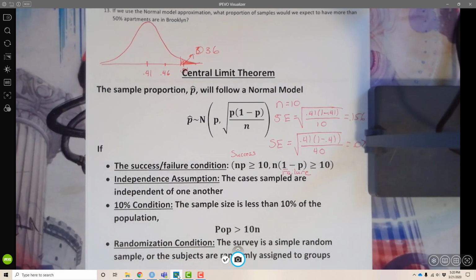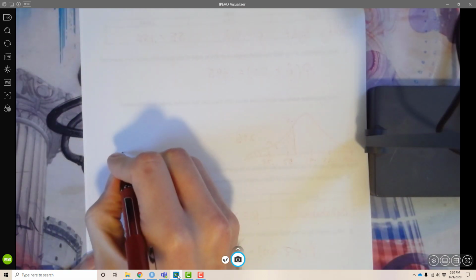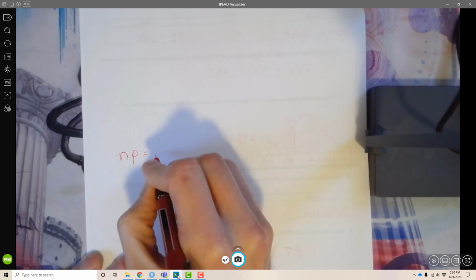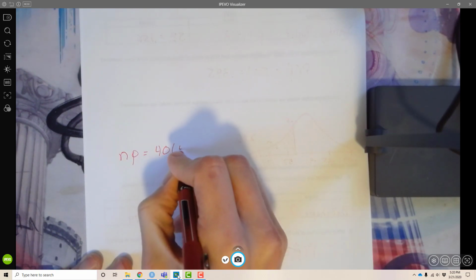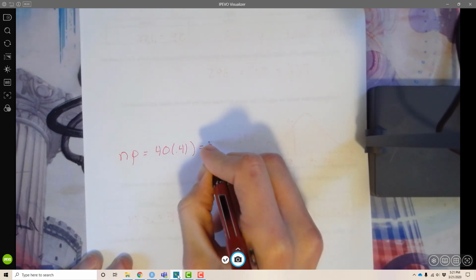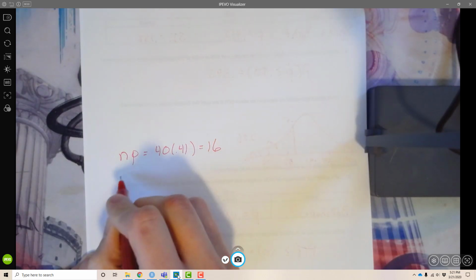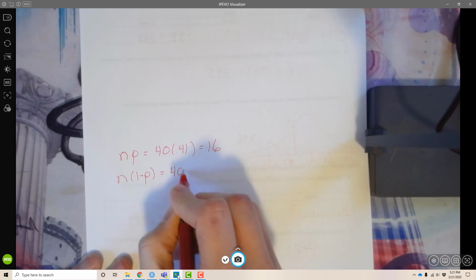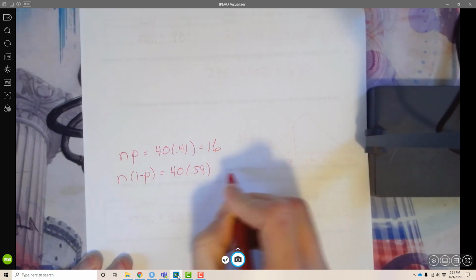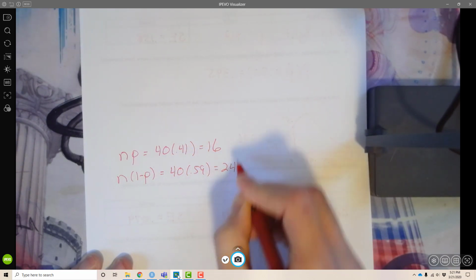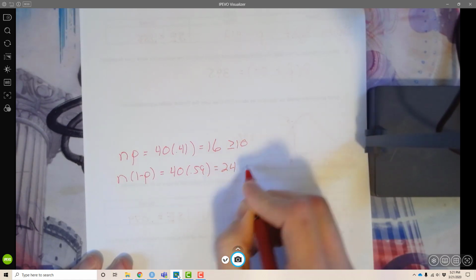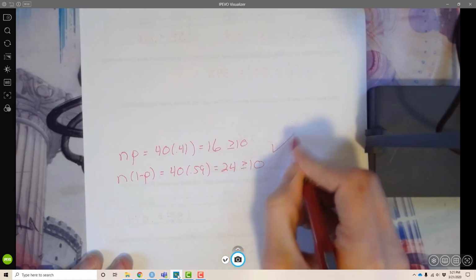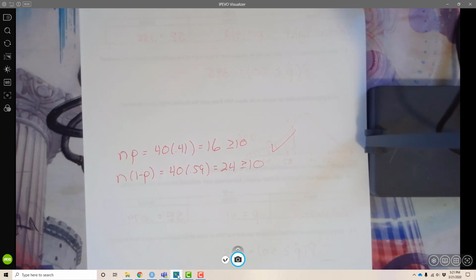If we move on to a sample size of 40, if we want to see if we meet our sample size condition, we take n times p, which is 40 times 0.41, which will give us about 16. And then if we do n times 1 minus p, that would be 40 times 0.59, which would give us about 24. Both of those are at least 10, so that means we would meet our sample size condition.